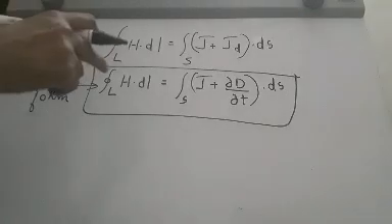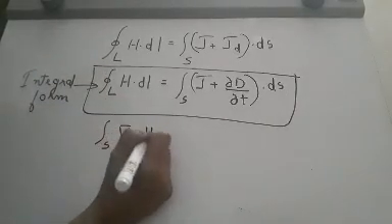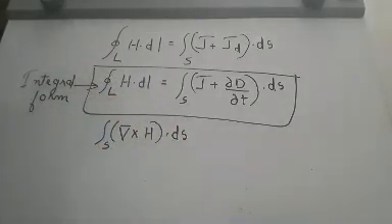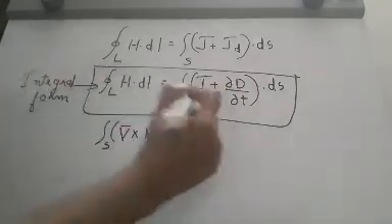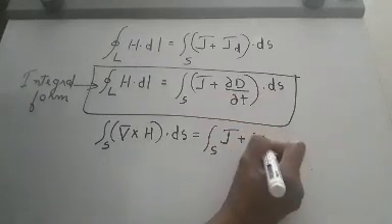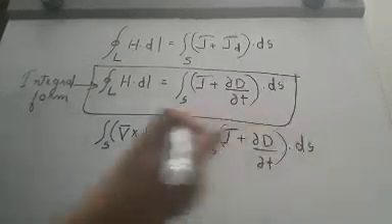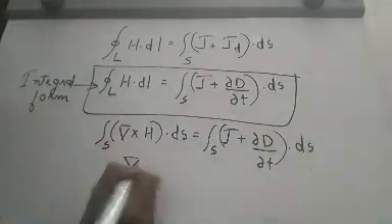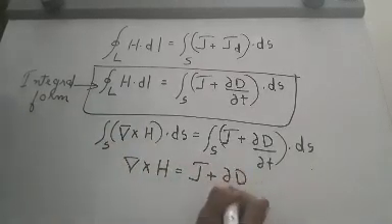Applying Stokes theorem to this equation, the line integral of any vector is the surface integral of del cross that vector dot dS. So the surface integral of del cross H dot dS is equal to the surface integral of the same right hand side, (J plus dou D by dou t) dot dS. So we can get the differential form from Ampere's circuital law, that is del cross H is equal to J plus dou D by dou t.